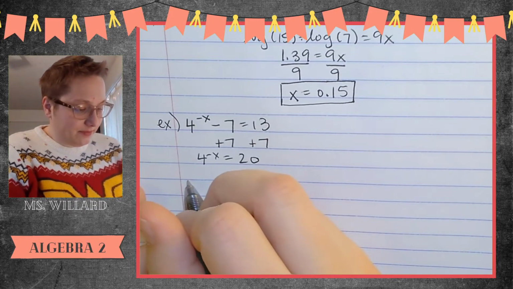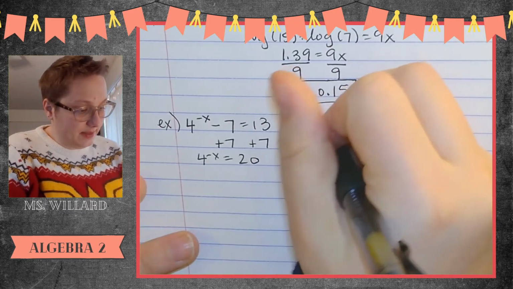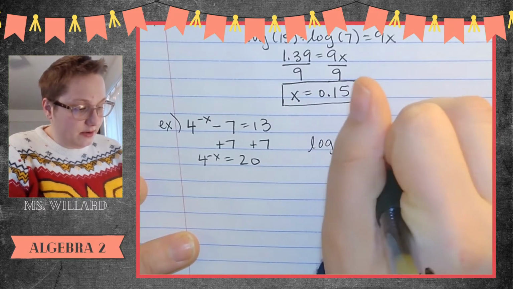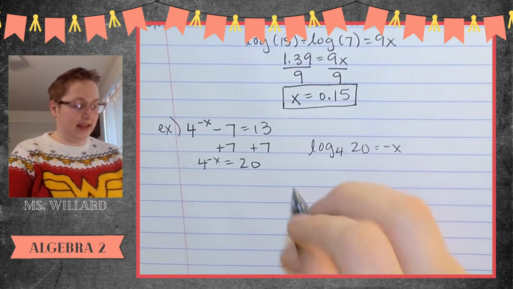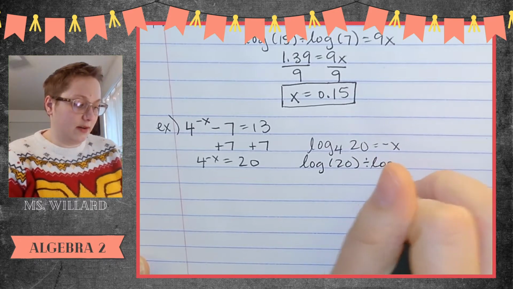So again, log of both sides. I would get log base 4 of 20 equals negative x. That is log of 20 divided by log of 4.